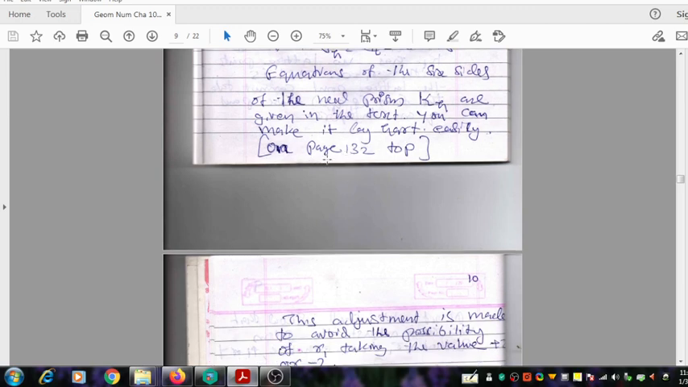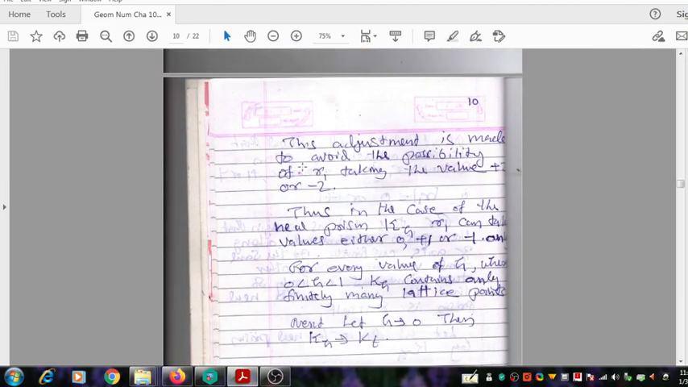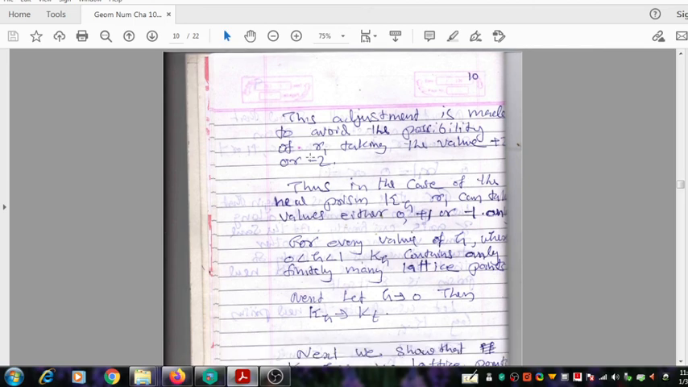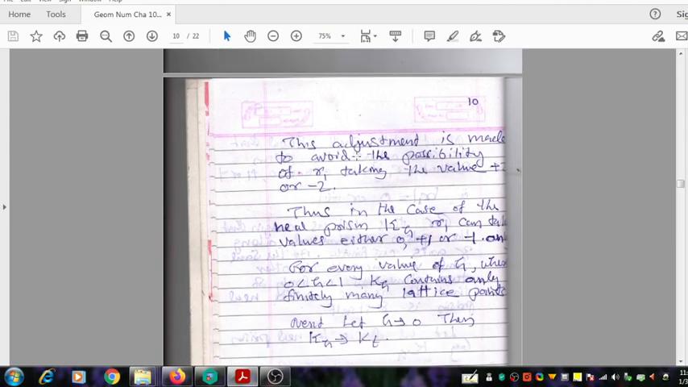So you have to refer to page 130 for the equations. The modified equations are given there. Here it is not included, and this adjustment is made to avoid the possibility of R1 taking the value plus 2 or minus 2.